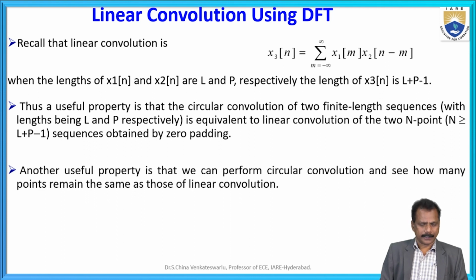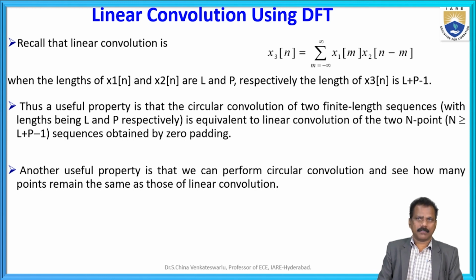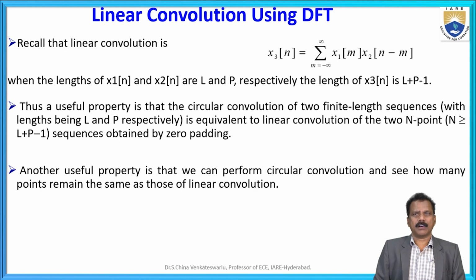Another useful property is that we can perform circular convolution and see how many points remain the same as those of linear convolution. By using all this interpretation, we can analyze linear convolution and circular convolution, how they are calculated, and the importance of this particular property while computing efficiently with the discrete Fourier transform, DFTs.